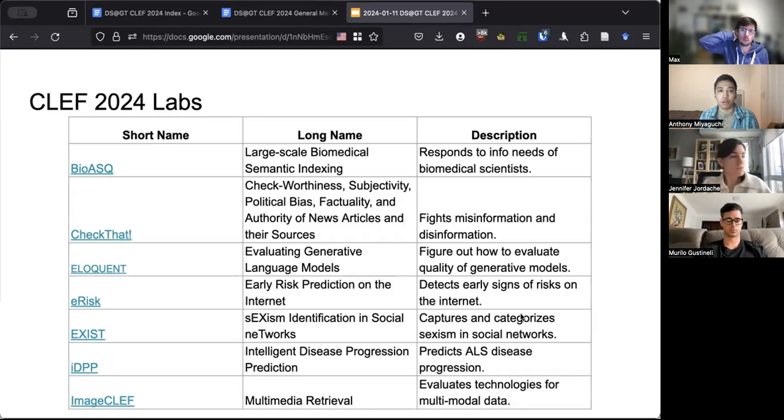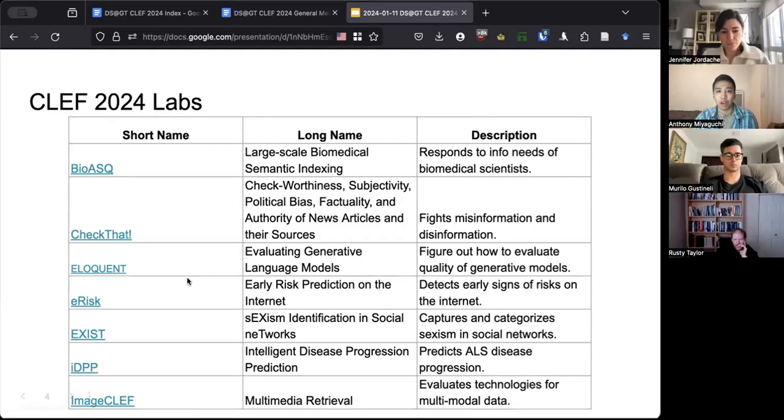to everyone. So there's BioASQ, which is biomedical semantic indexing. There's CheckThat, which is checking factual information from news articles. There's Eloquent, which is new this year, which is all about generative language models and how to assess their quality. eRisk, which is for early risk prediction on the internet. I like to say it's DSM-4 meets NLP. Exist is for identifying sexism in social networks. iDPP is for predicting the progression of diseases.